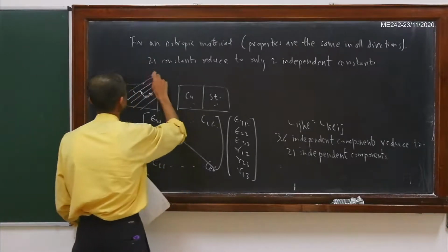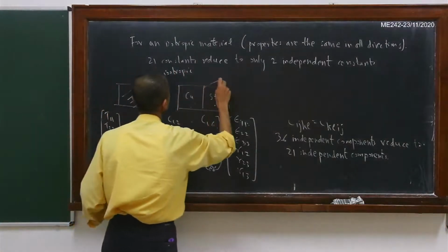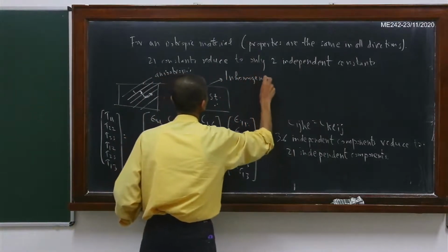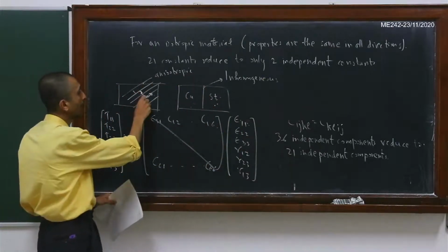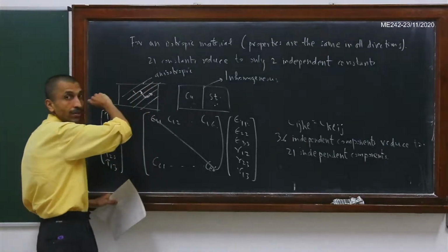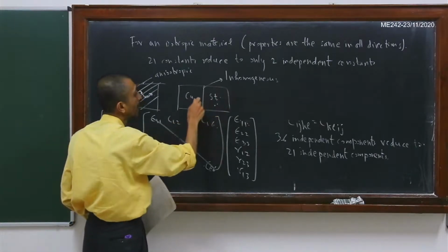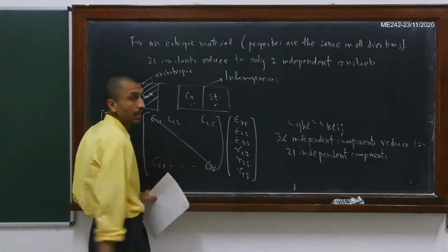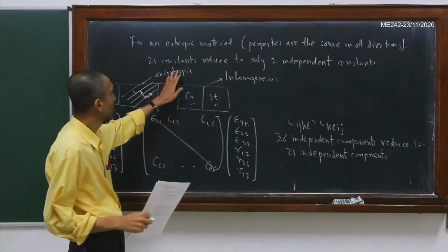So this here is anisotropic, and this here is inhomogeneous. When we are talking about isotropy or anisotropy, we are looking at the constitutive property at a given point in different directions. Whereas when we are talking of an inhomogeneous material, we are looking at the constitutive properties at different points in the structure. So we should not confuse anisotropy and inhomogeneity.